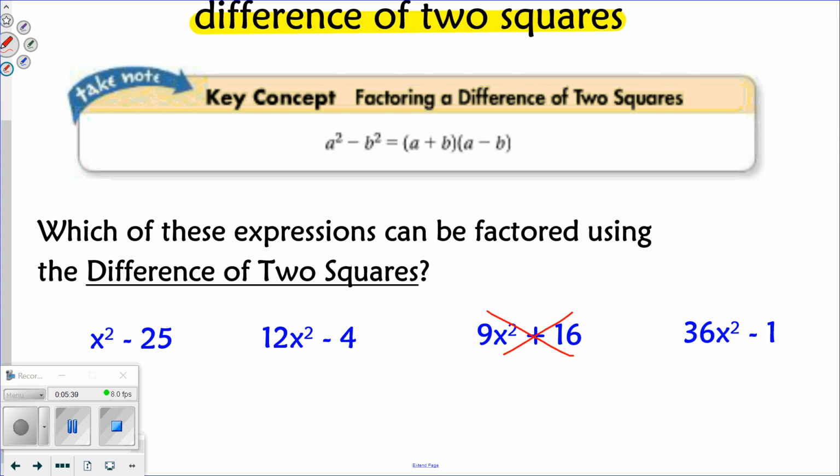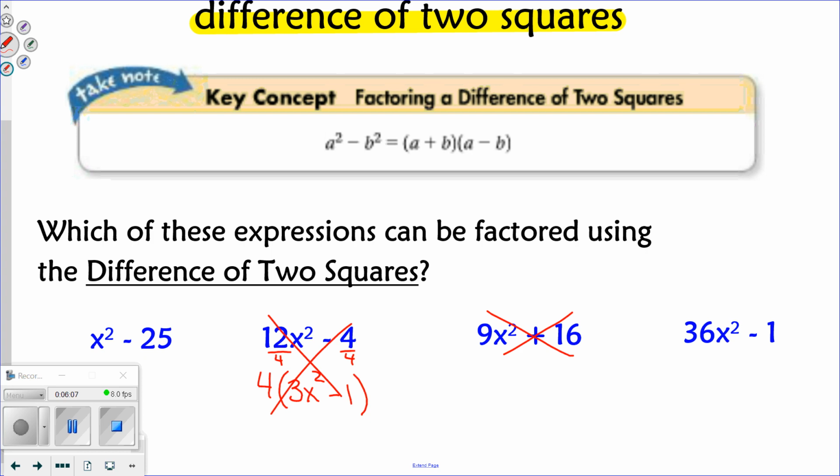The second one? Yeah. So it's two terms. It's got my minus sign. 4 is a perfect square. But is there a GCF there? Yeah. What if I take out the GCF of 4? That becomes 3x squared minus 1. Is 3 a perfect square? No. Can't do that one.